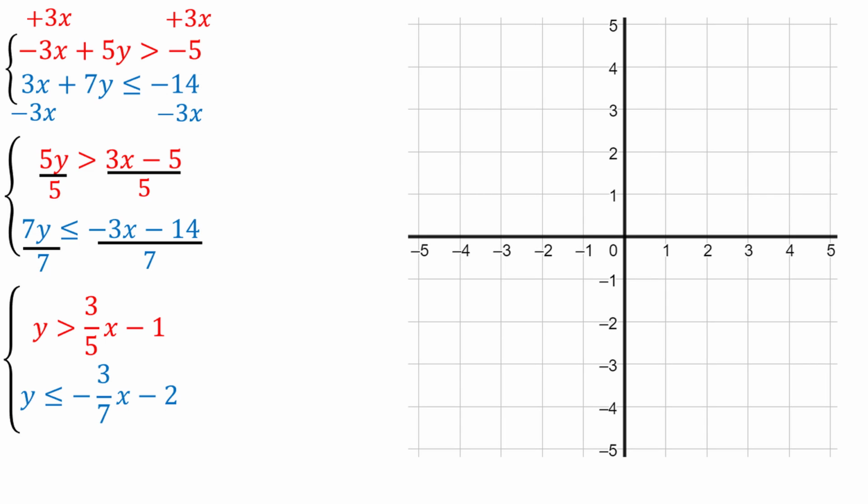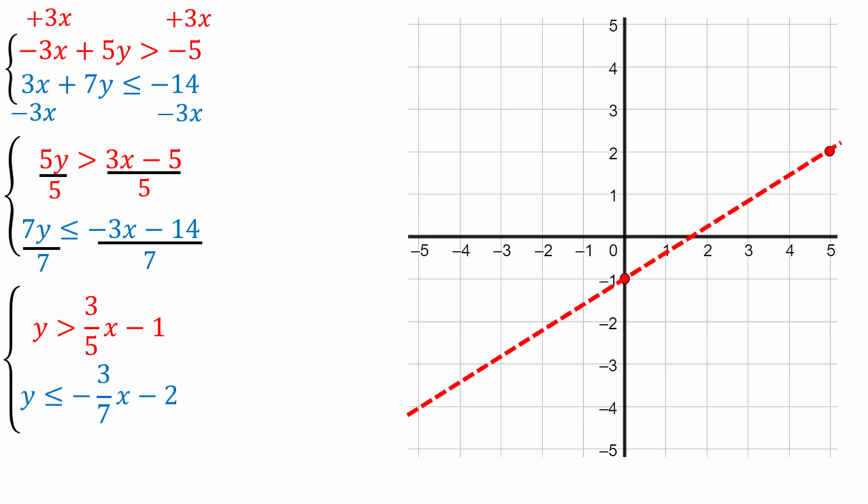We have a y-intercept on the first inequality of negative 1, so 0, negative 1 is a point. And then we can graph another point using the slope by going 3 up and 5 to the right. We can connect the dots in a dotted line, since we have strictly greater than and not greater than or equal to.